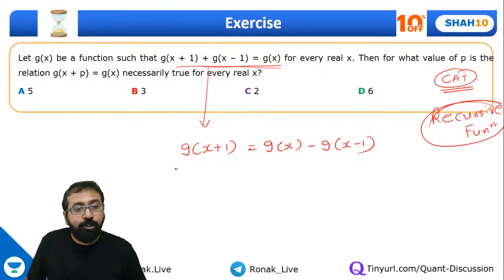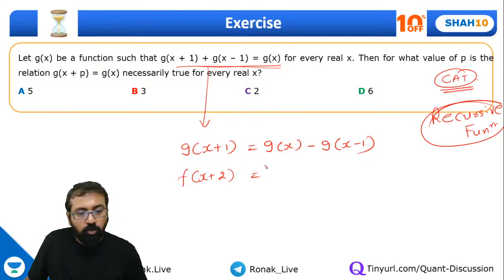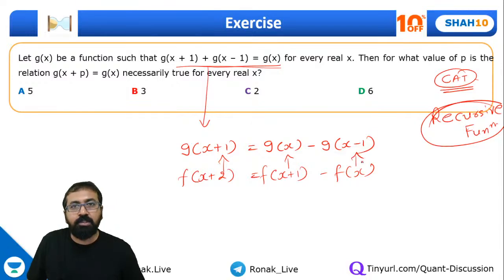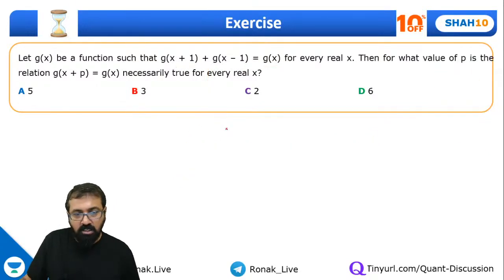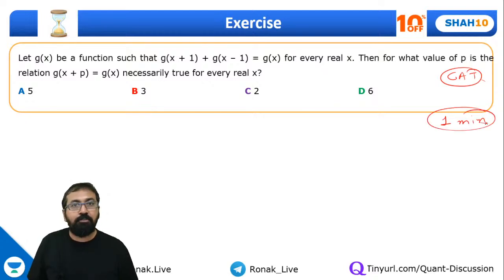The example that we took earlier, over there it was x plus 2 equal to f of x plus 1 minus f of x. It's one and the same, na? Instead of 2 there is 1 over here, instead of x plus 1 it's x over here, instead of x it's x minus 1 over here. So it's going to be a recursive function. So tell me what will be the answer for this. This is a CAT question, as I mentioned. Chalo, I'm giving you 1 minute to figure out this thing. Everyone, please tell me your answer quickly.